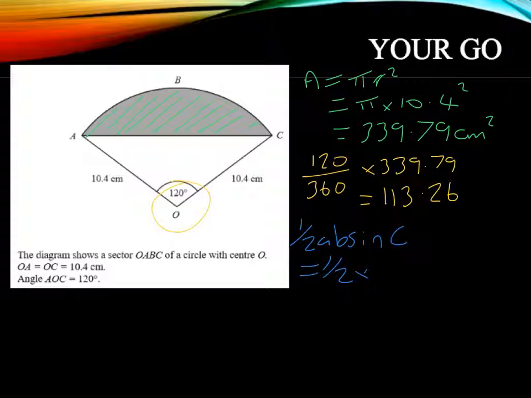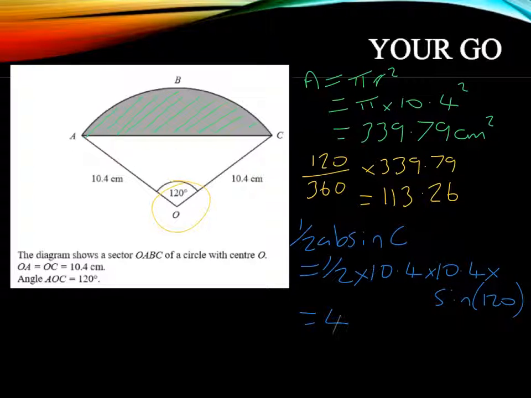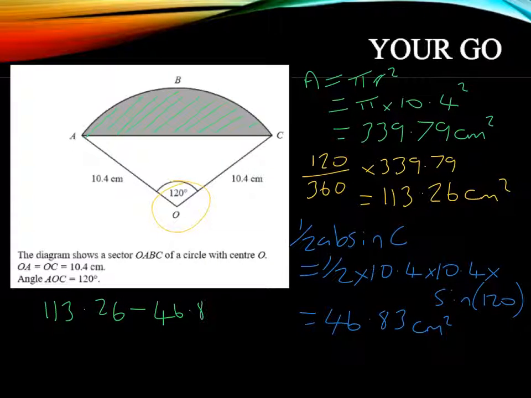So we're going to do a half times 10.4 times 10.4 multiplied by sine of the angle, which is 120. Okay, which gives me 46.83 centimetres squared. Should have put my centimetres squared on that bit as well, that was a little bit naughty. And so my final answer then is 113.26 minus 46.83, which leaves me with 66.43 centimetres squared. Okay, perfect. Hope you got that solution as well.